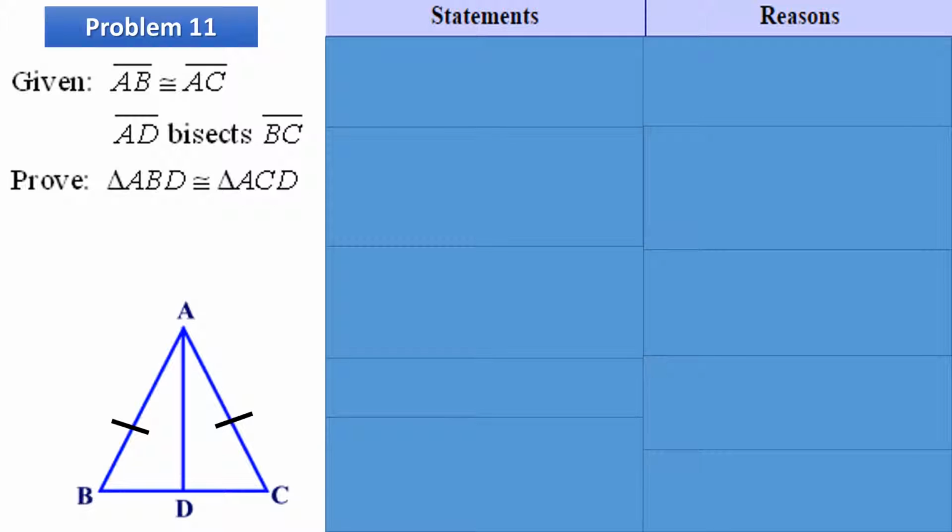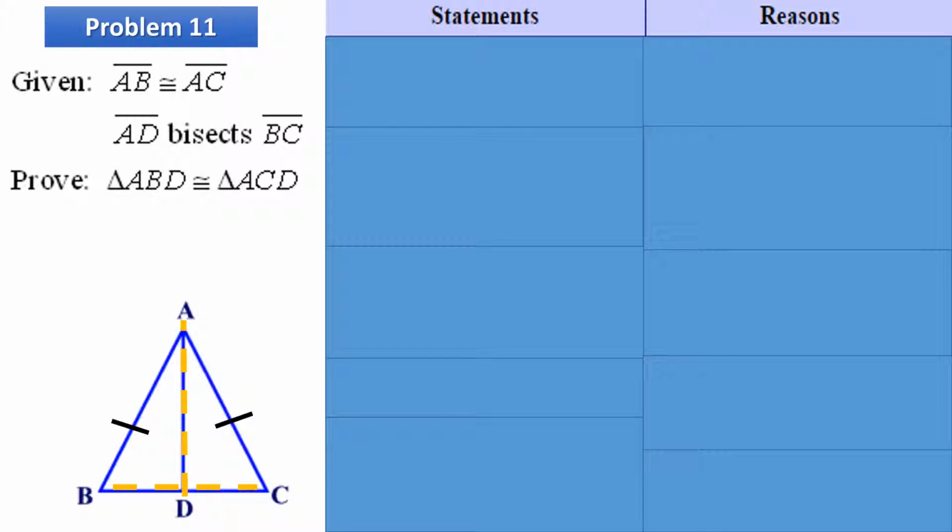It also says that segment AD bisects segment BC. Alright, so look at that. Also, where are we going? What do we want to prove? We want to prove that triangle ABD is congruent to triangle ACD.